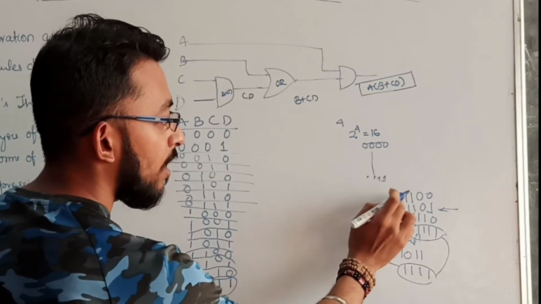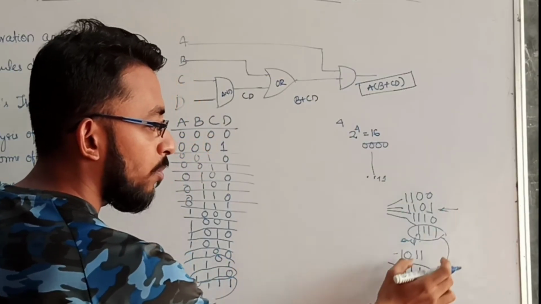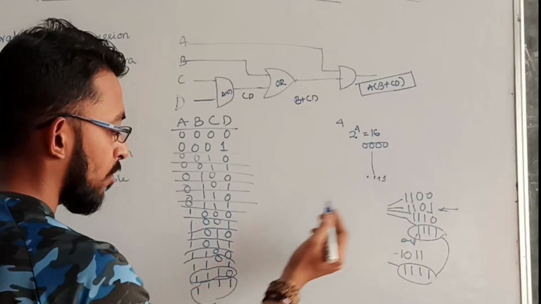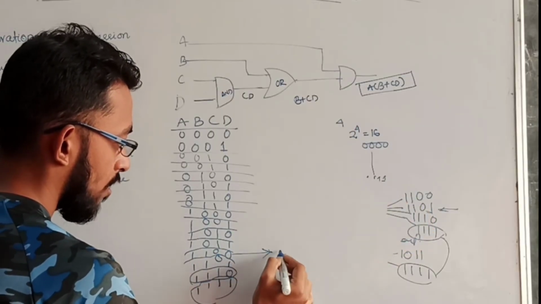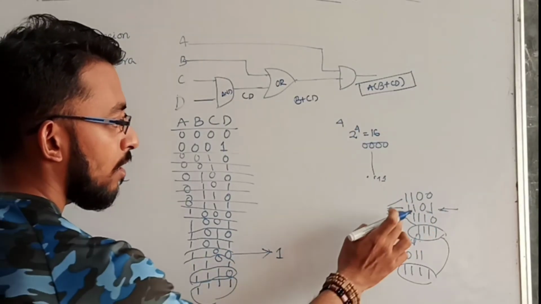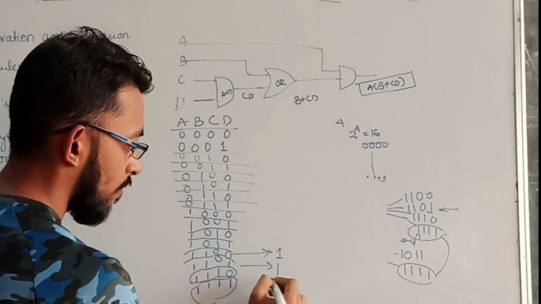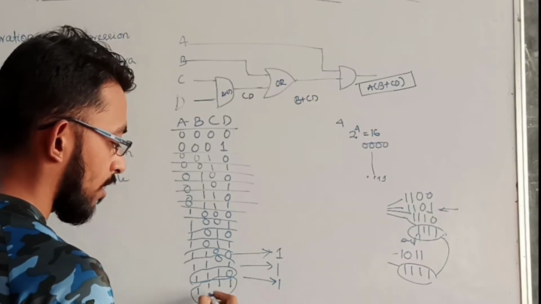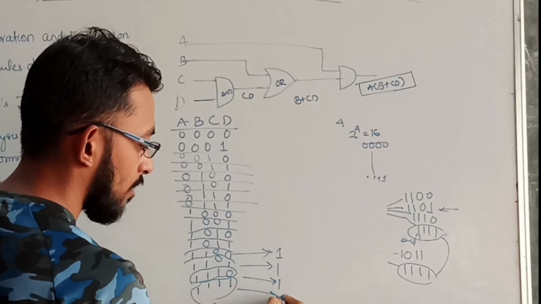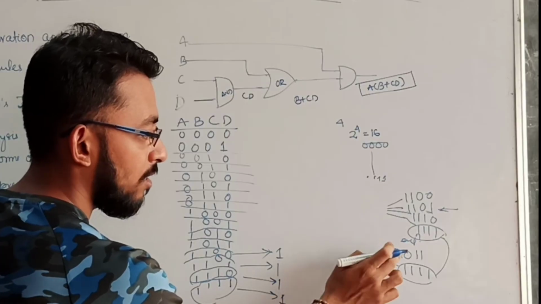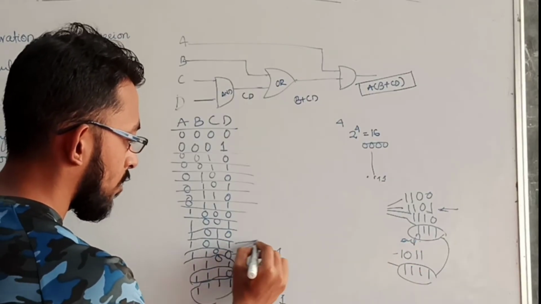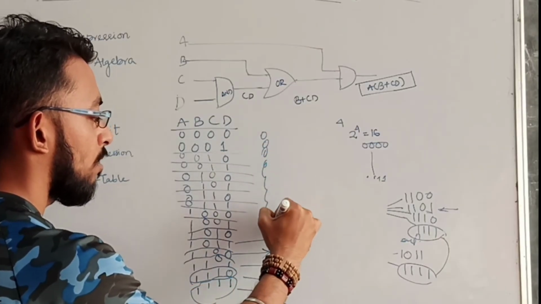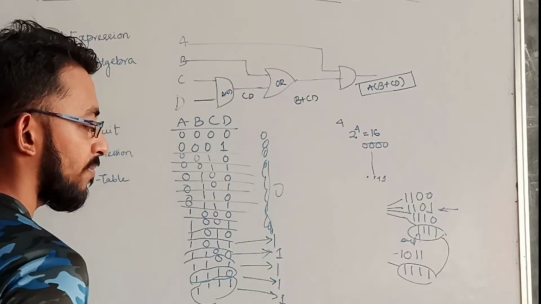Now I have to check for these values. For the input 1, 1, 0, 0, meaning 8 plus 4 is 12, this one, my output will give me 1. Then 1, 1, 0, 1, this one will give me 1. Then triple 1, 0, for this one my output will give me value 1. Then 1, 1, 1, 1, for that case my output will be 1. And the last case is 1, 0, 1, 1. For this case, my output is 1. And for all other cases, my output is 0.